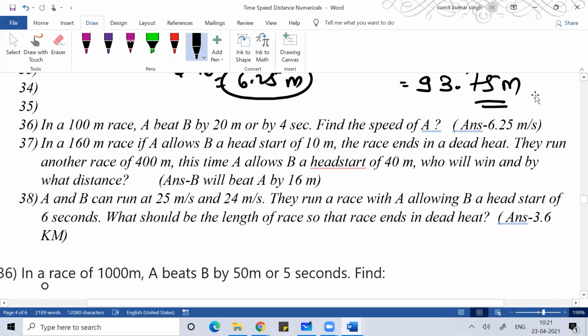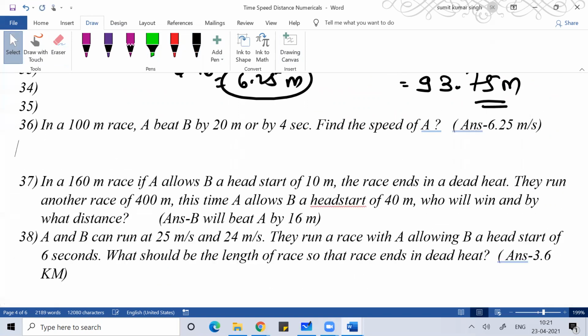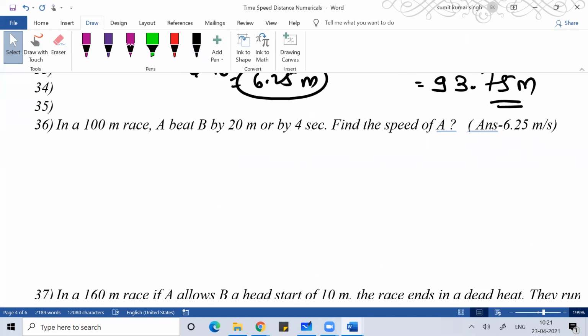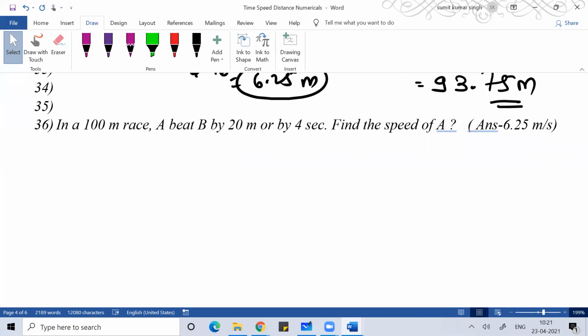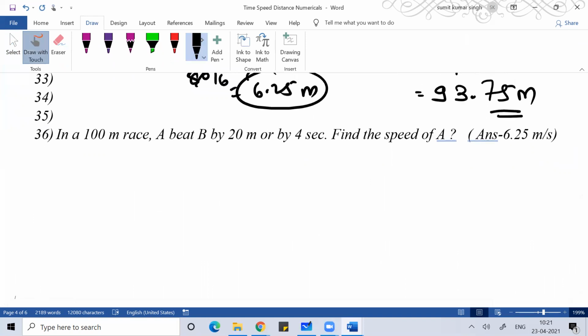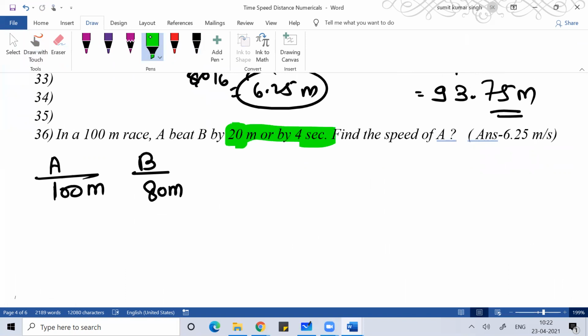Then you can see the next question: in a 100-meter race, A beat B by 20 meter or 4 seconds. So you can understand that in a 100-meter race, when A reached 100 meter, B had reached 80 meter. So A has beat B by 20 meters. Now you need to understand the speed of B.